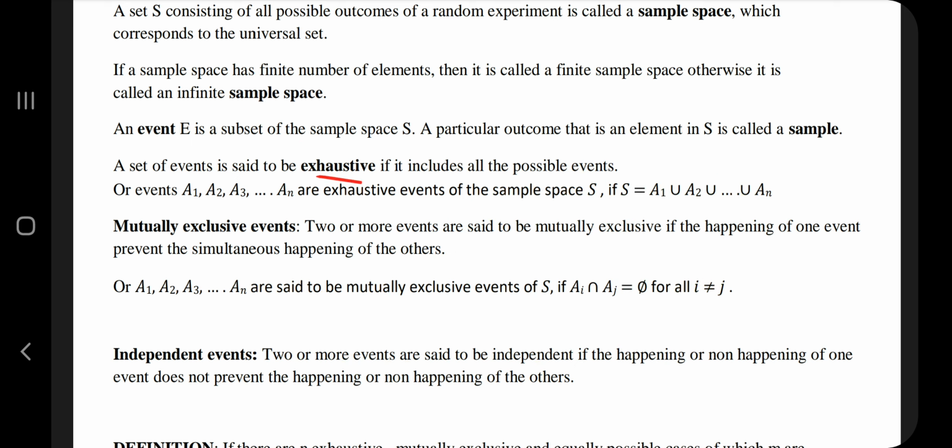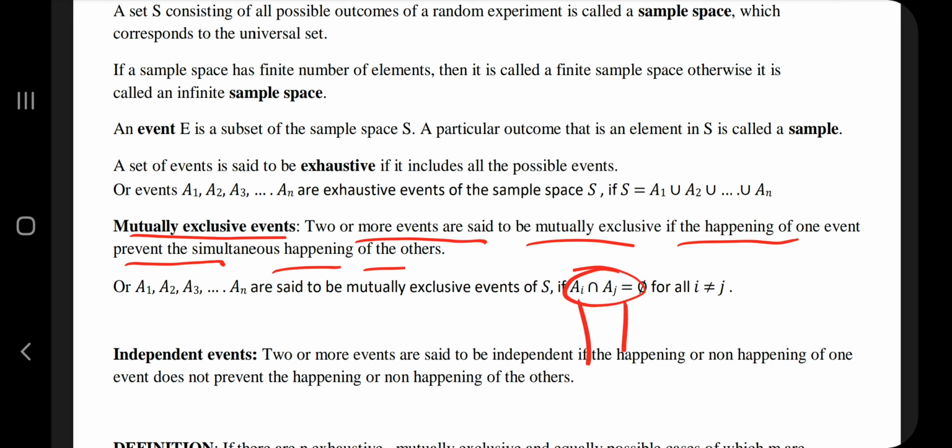Mutually exhaustive events mean what? All the events, if we take their union, form the whole sample space itself. Mutually exclusive is what? Two or more events are said to be mutually exclusive if the happening of one event prevents the simultaneous happening of the other. Like A_i intersection A_j is equal to phi, which means nothing is common between them. That is known as mutually exclusive.